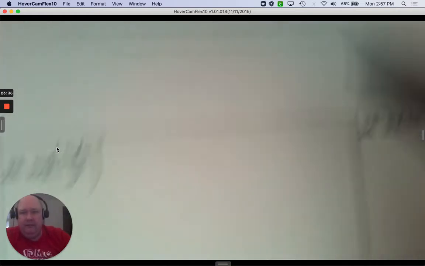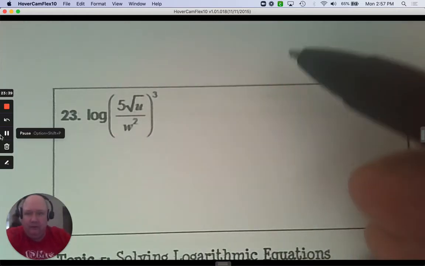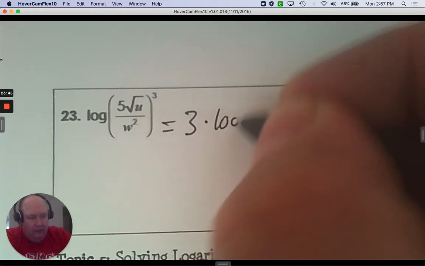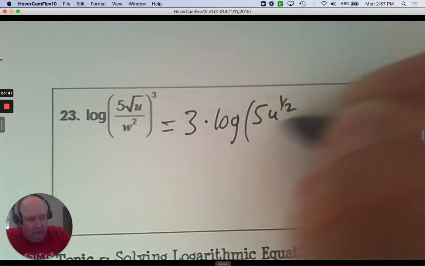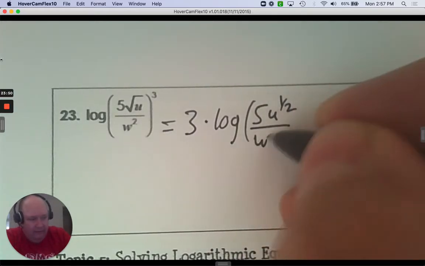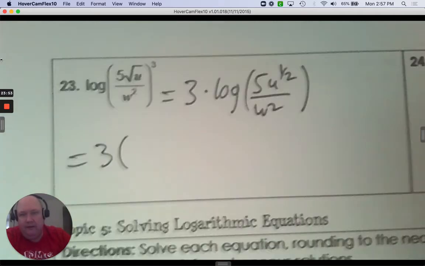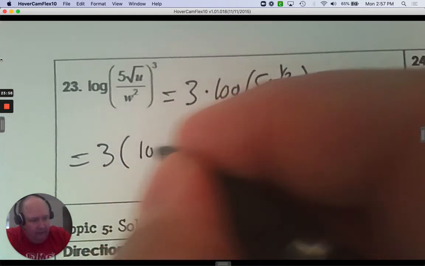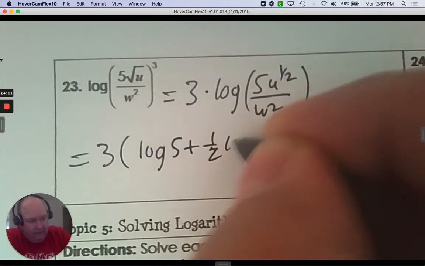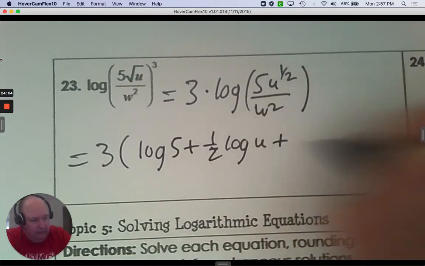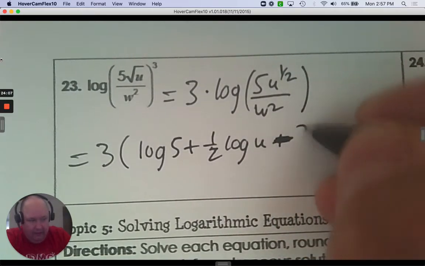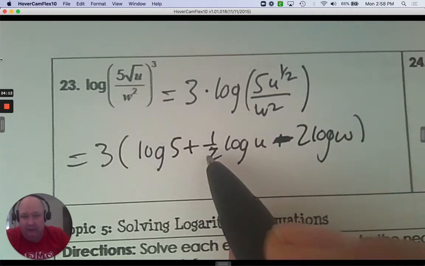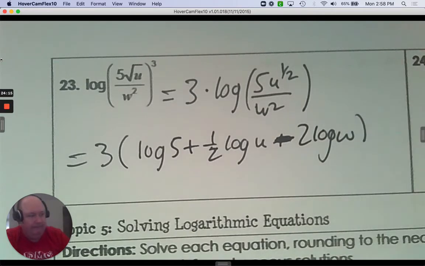For 23, again, can you expand this? So the exponent 3 becomes 3 times log. And then I'm going to write the square root of u right away as u to the 1/2. So we have 3 in front. And then I'm going to expand this. So I'm going to go log 5 plus 1/2 log u, not plus, subtract because you're dividing, 2 log w. So keep applying it. Whenever you see an exponent, write it in front. Just keep practicing that. And you got it.